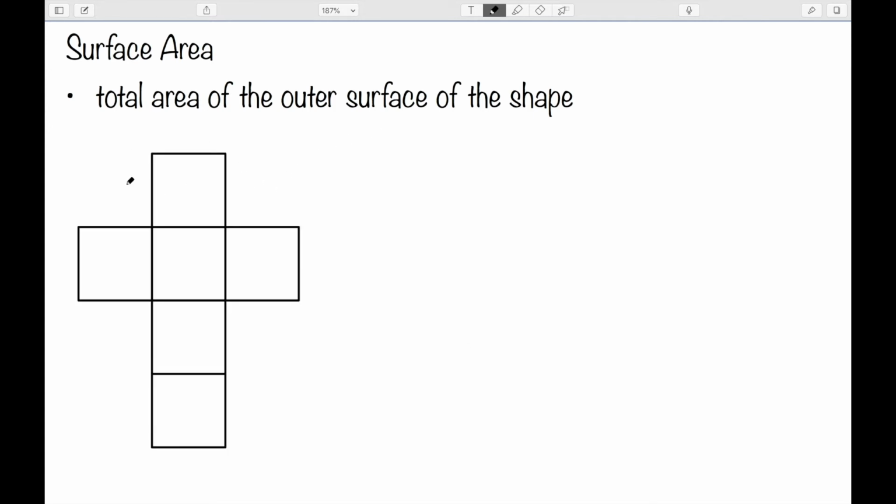As an example, let's go back to the net of the cube. Let's suppose one side of this is S. Since this is a square, this side is S too. So the area of this particular square would be S squared. Same thing for each one of these. Each one of them will have an area of S squared. So my formula for surface area for a cube would be 6, since there are a total of 6 of these squares, times S squared.